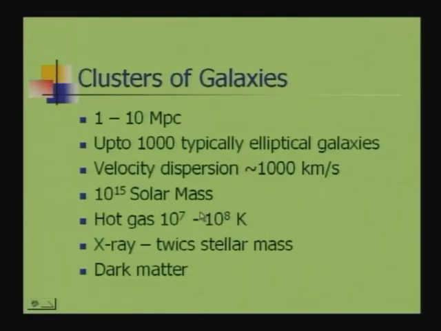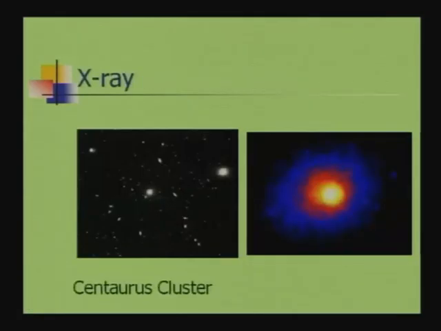In addition, this is a picture of the Centaurus cluster. You can see the galaxies in this cluster. This is a galaxy, this is a galaxy, these are all galaxies. This is the optical picture. Now if you take an X-ray picture of this cluster, this is what it looks like. There is a copious amount of X-ray coming out from this cluster. So this is the X-ray picture of the same Centaurus cluster.